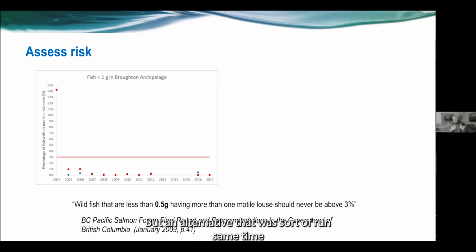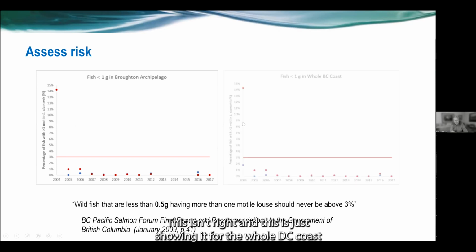But an alternative that was proposed around the same time was from the Pacific Salmon Forum, where they proposed that the number of wild fish that were less than half a gram, which had more than one motile louse, should never be above 3%. So here's a 3% line, and here's the proportion of fish that met that criteria. Back in 2004, we actually did have a breach of that. That was a very significant year of infestation. This is in the Broughton. This is us showing it for the whole BC coast.